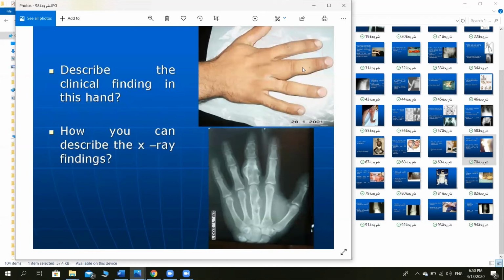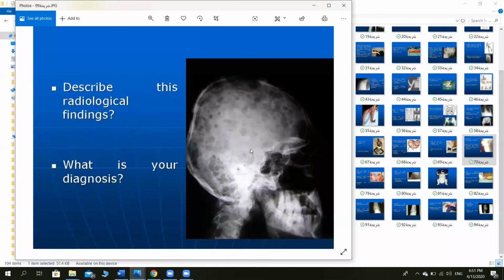This is a lump in the finger, and the X-ray shows multiple lytic lesions in the central mid finger with a spot of calcification. This is a typical case of enchondroma.